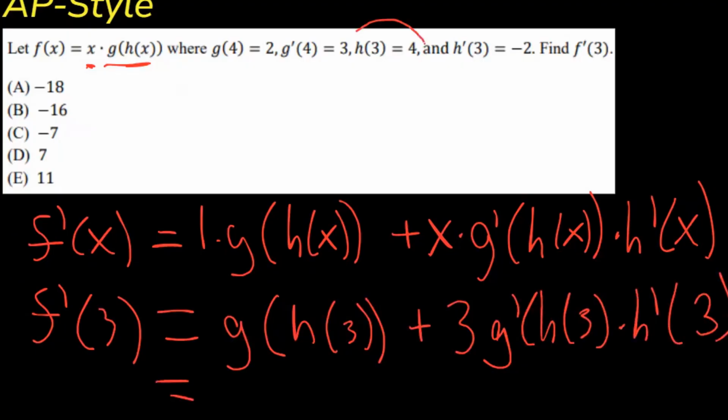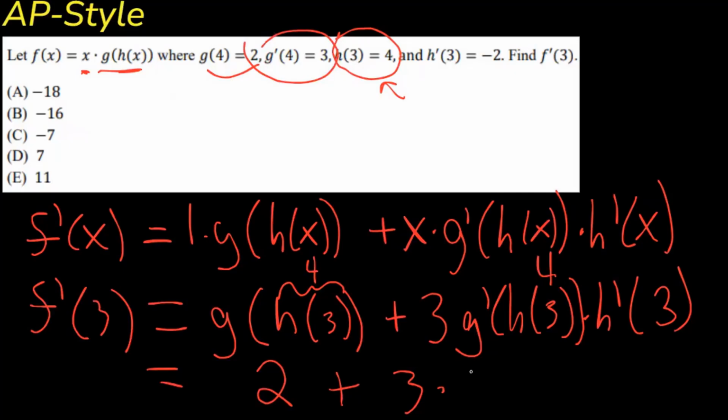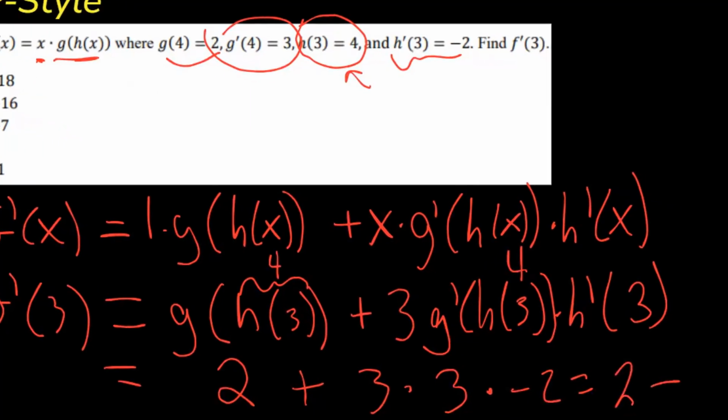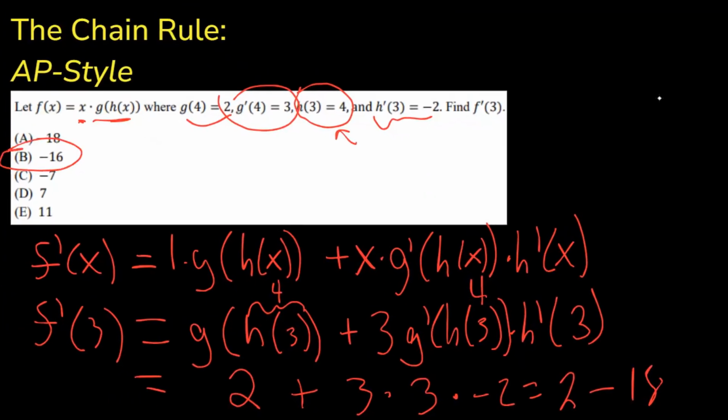We know h of 3 is 4, so this h of 3 is going to be 4. And then g of 4 is 2, so this is going to be 2 plus 3 times. Here we have h of 3 inside g prime, and we know h of 3 is 4, and then g prime of 4 is 3. So this would be 3 times h prime of 3, which is negative 2. So this is 2 minus 3 times 3 is 9 times negative 2 would be negative 18. So negative 16, choice B.